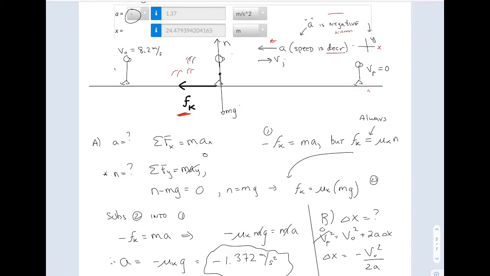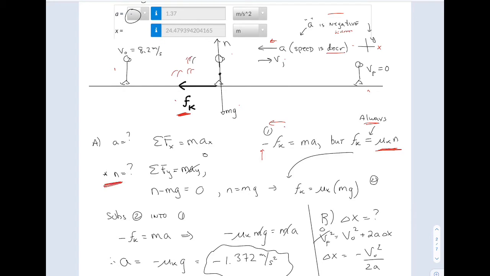Look at the picture. The only force I have is kinetic friction. It points backwards. That's why it's minus. So I have minus F sub k equals ma. But remember in this chapter, the kinetic friction force is always mu sub k times N. But I don't know N.